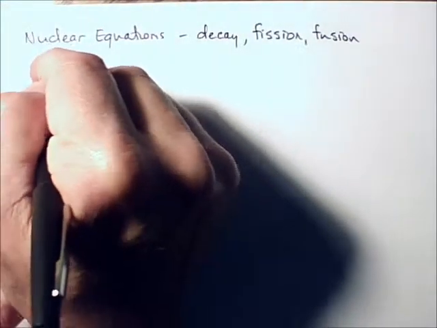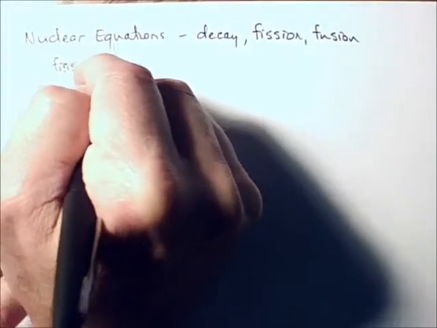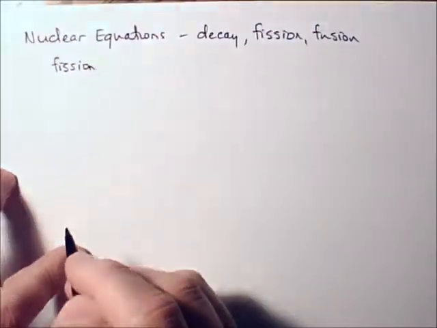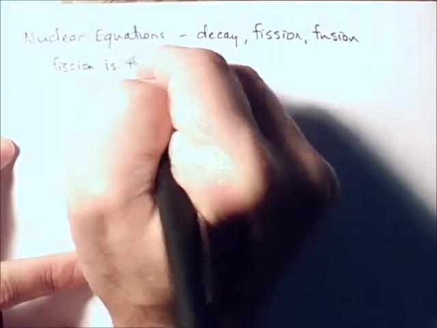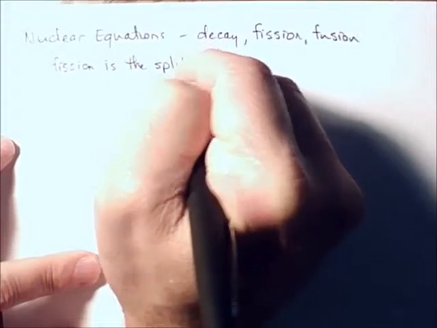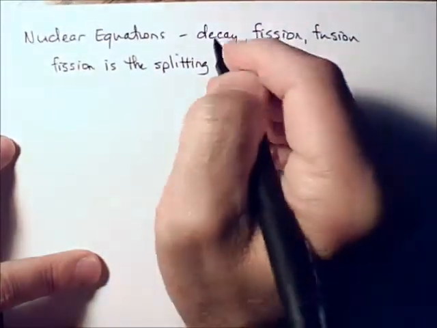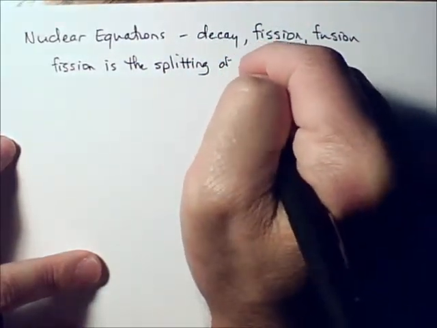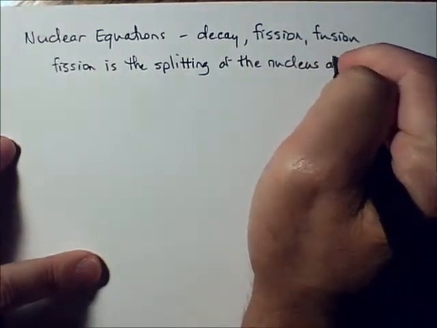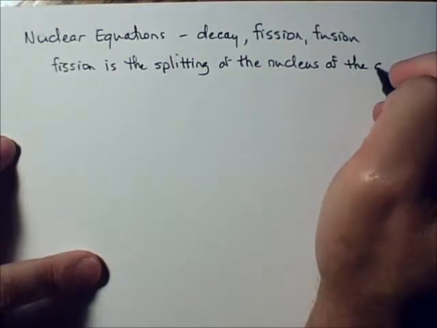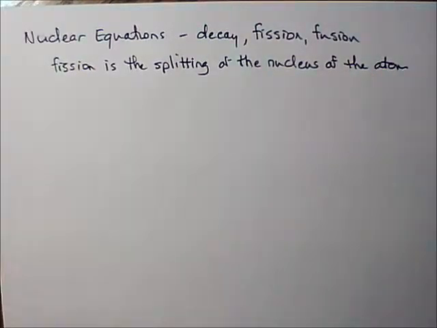So let's look at what fission is. And fission is the splitting of the nucleus of the atom. Splitting the nucleus of the atom. So what does that look like?